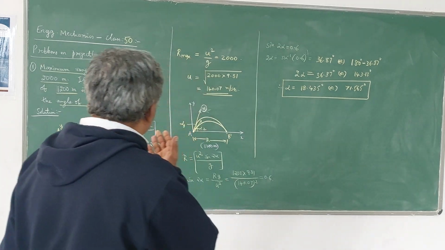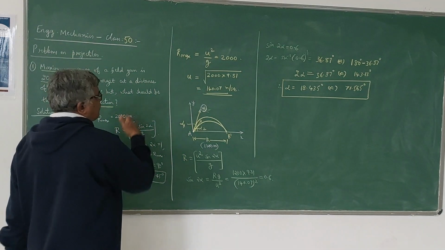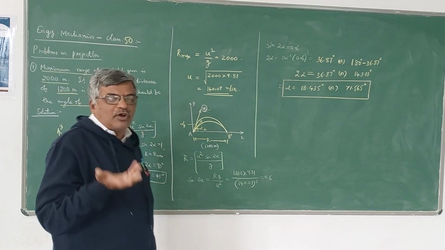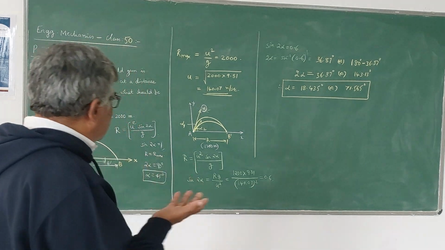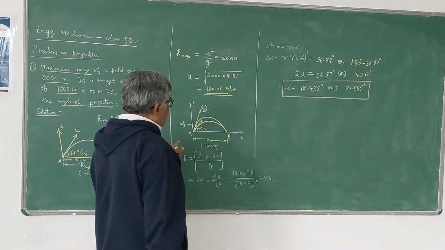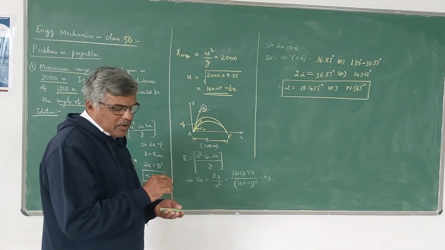From the first data, R maximum data, we have found out u, and with the same value of u, we have to find at what angle we have to project so that it hits the target at a distance of 1200 meters. So it's a simple problem.